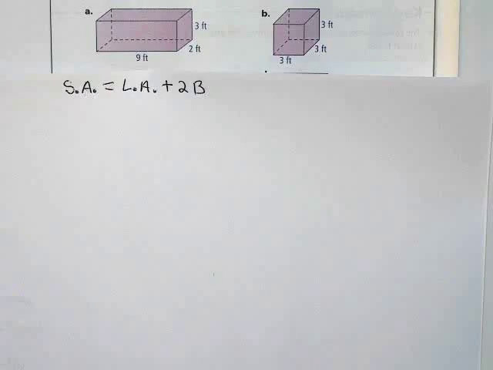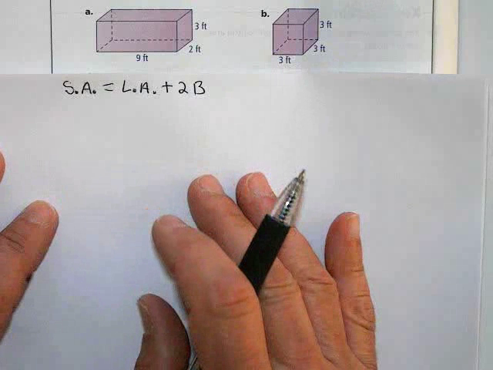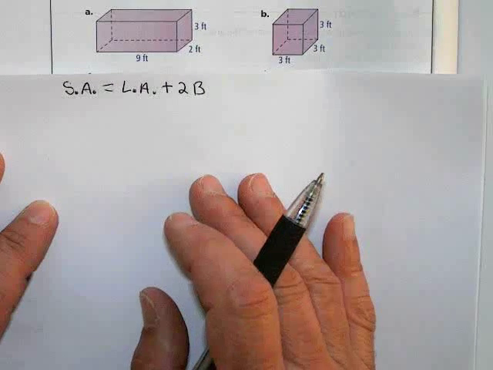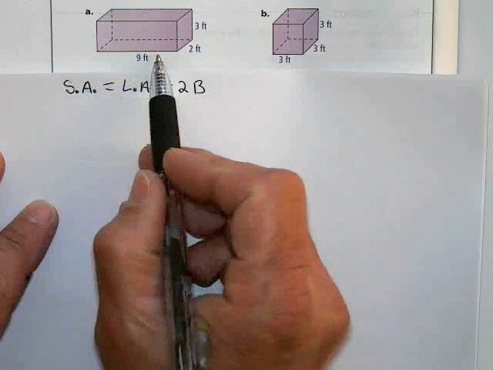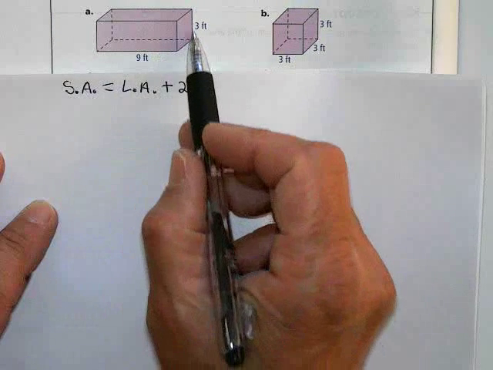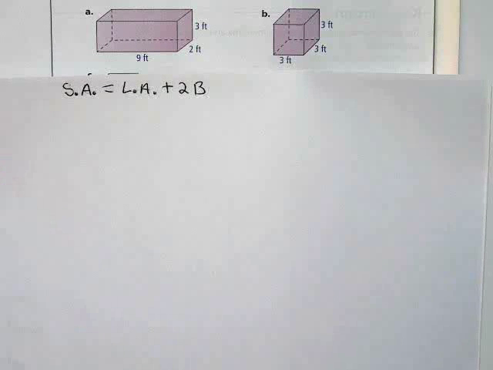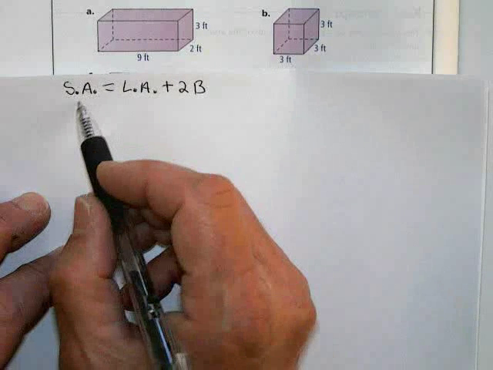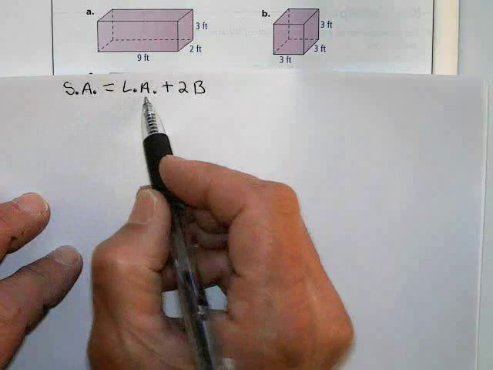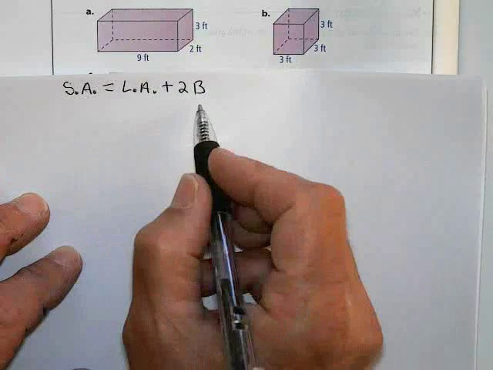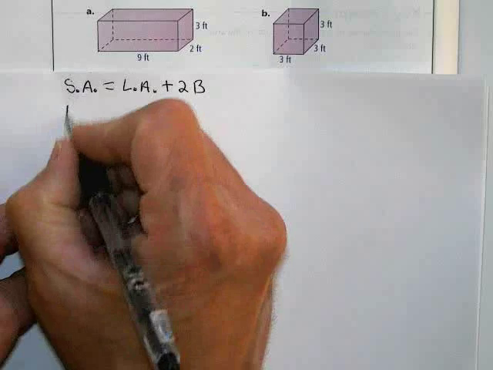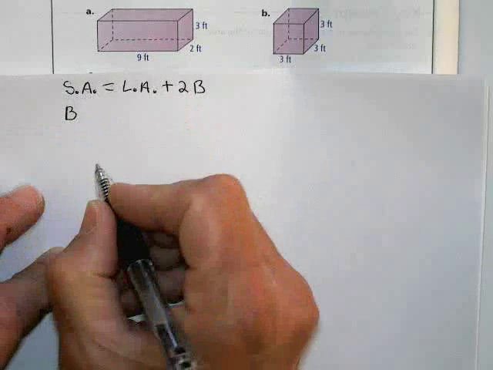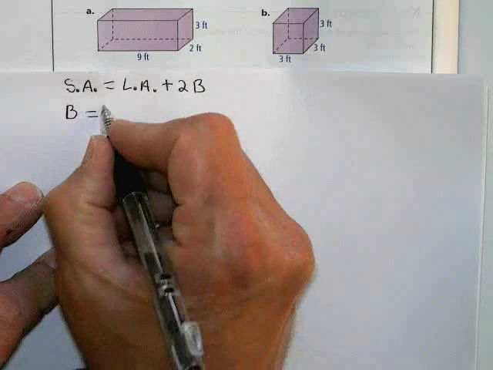Okay, in the one on the left, figure A, we have a rectangular prism, and it has a base. The base of the prism is 9 feet by 2 feet, and then the whole prism is 3 feet tall. So surface area equals the lateral area plus 2b. And what is b? Well, b is the area. In other words, b is the area of that base. In this case, base times height.